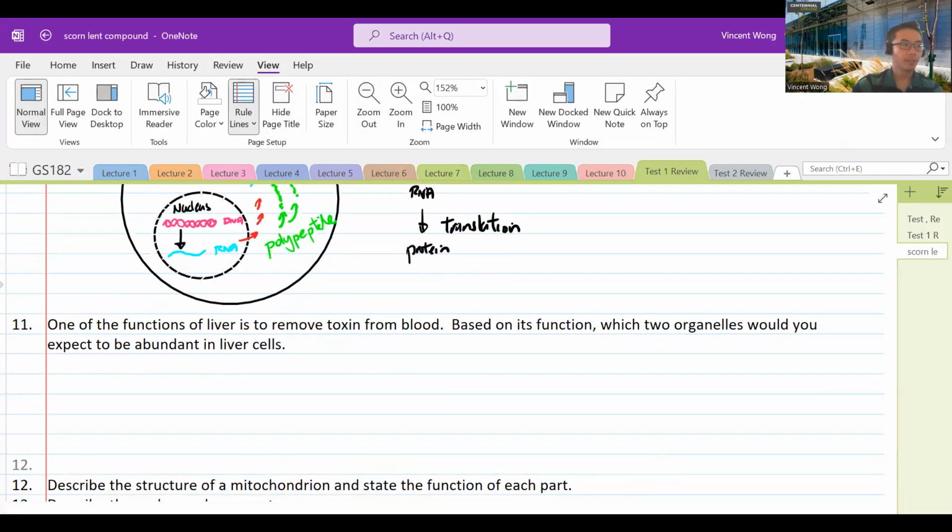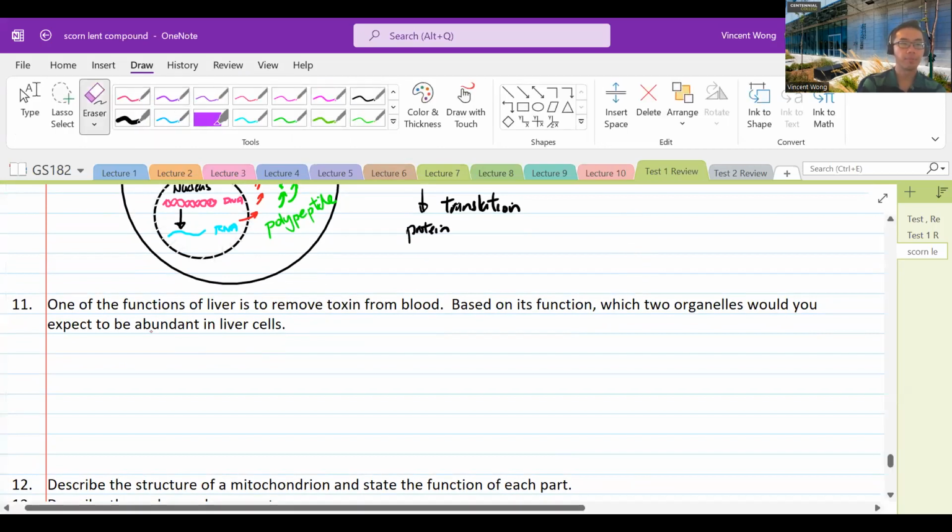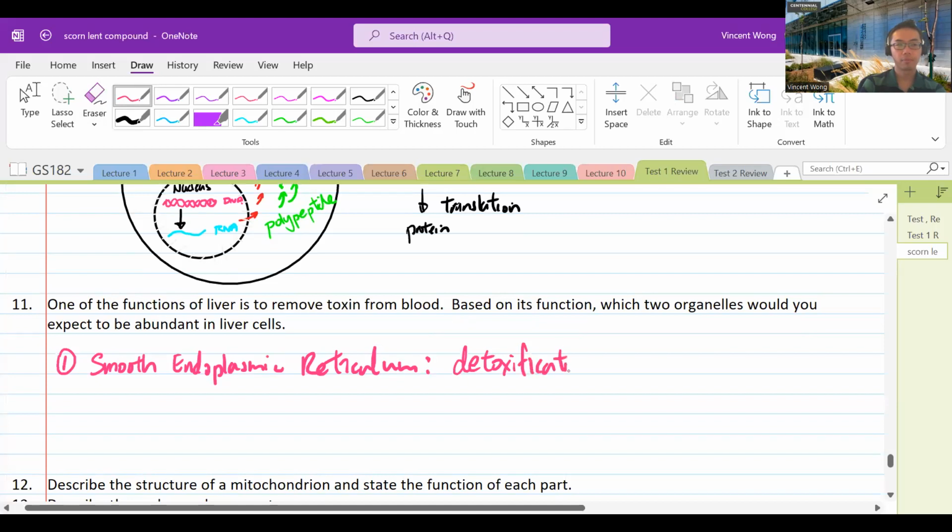One of the functions of the liver is to remove toxin from the blood. Based on its function, which two organelles would you expect to be abundant in the liver? So we would expect it to have a lot of smooth ER, for example. And that's involved in detoxification and breakdown of lipids.